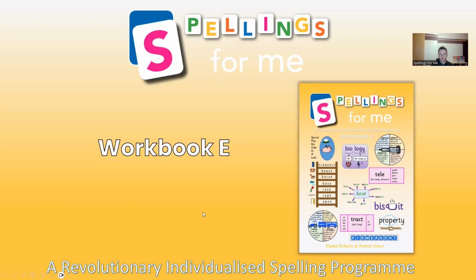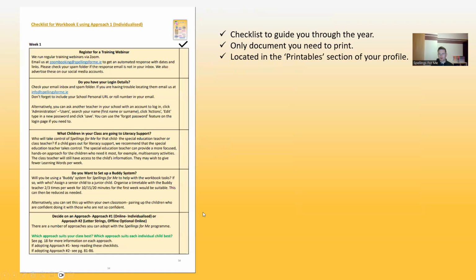It is important to note, first of all, with every workbook in relation to Spellings for Me, A, B, C, D, and F, there is a checklist that accompanies the workbook for you as a teacher. This is the only thing you really should and have to print. It's 4 pages back to back or 8 A4 pages.